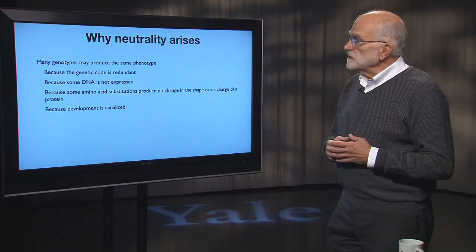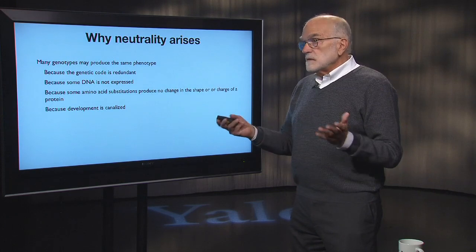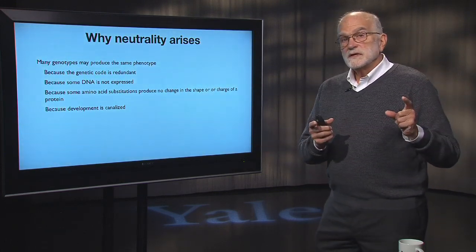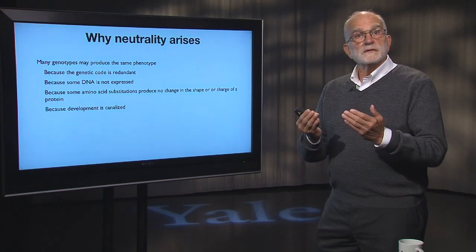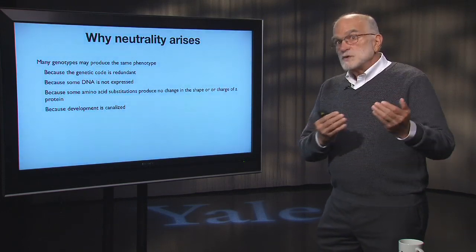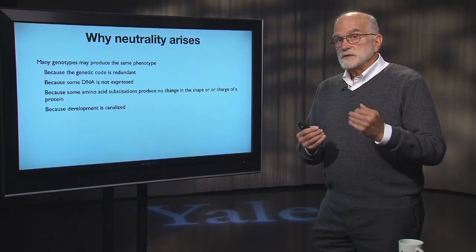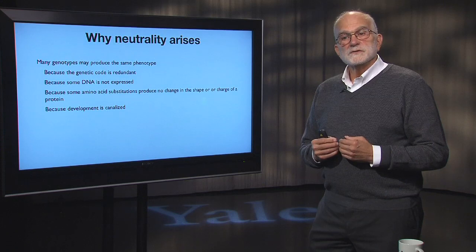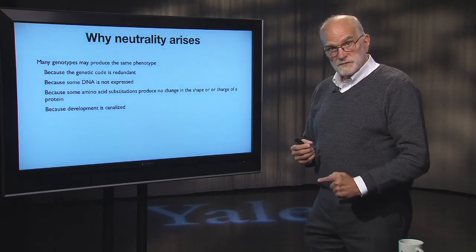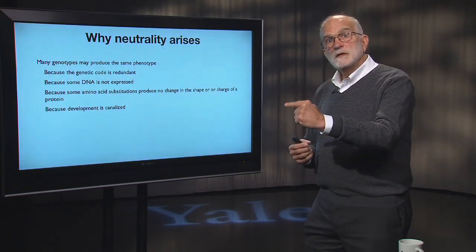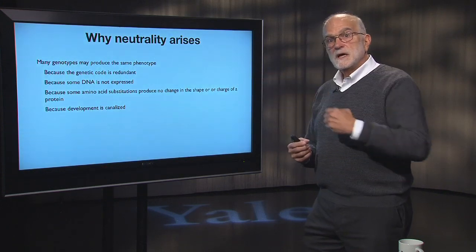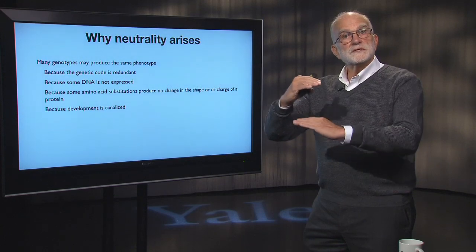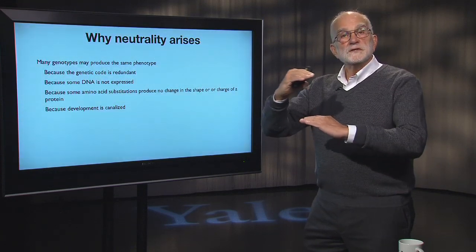So why does neutrality arise? Well, as you recall, the critical thing in natural selection is variation in the trait. If that's correlated with reproductive success, there'll be a response. And underpinning that is genetic variation. So there's a connection from genes to trait to reproductive success. And the things that cause neutrality are things that cause that relationship to disappear.